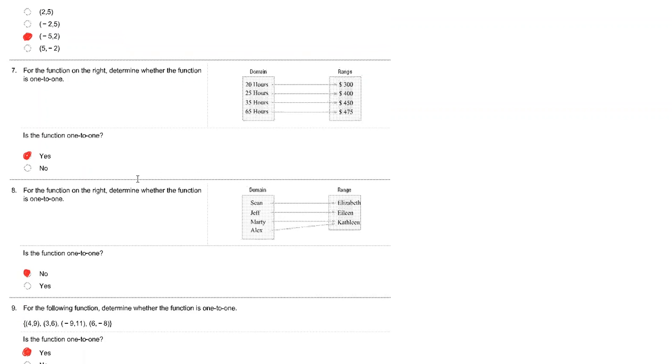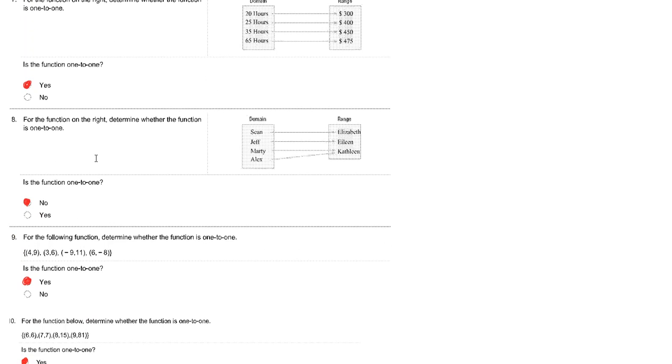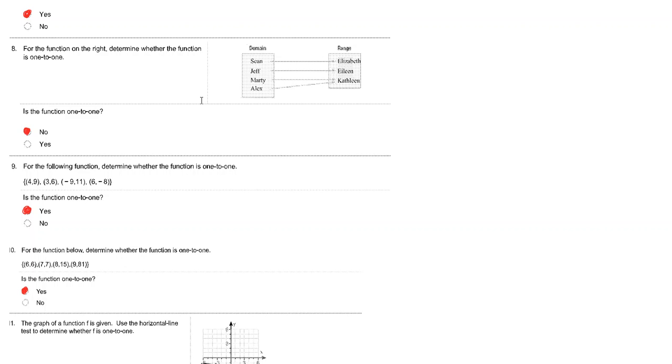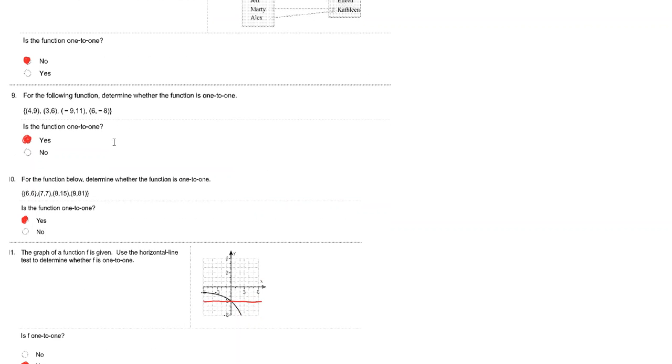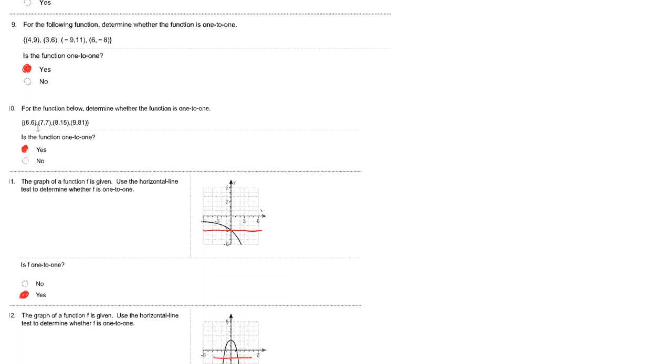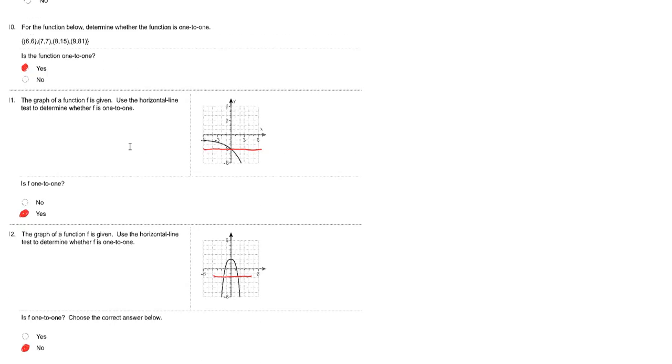For the function on the right, determine whether the function is one-to-one. Do we have more than one line coming out of the range? Any of the range items? No. So this is one-to-one. Is this one one-to-one? No, we have two lines coming out of one item. So that is a no. Is this one one-to-one? You want to look at each y and see if y is repeated. It is not, so yes, this is one-to-one. How about this one? Y is not repeated, so that is one-to-one.